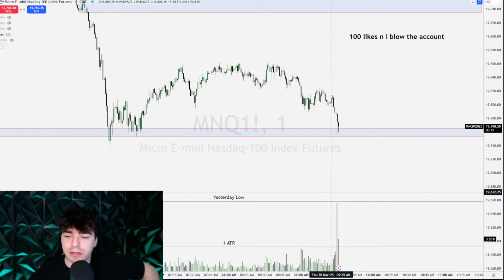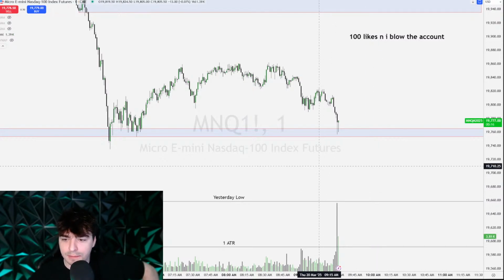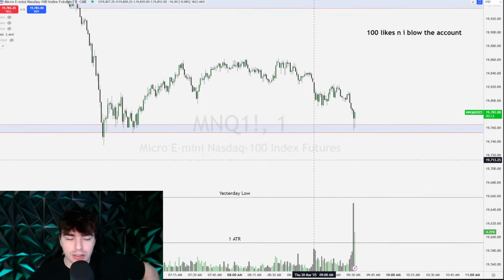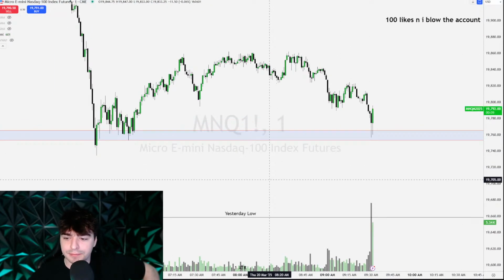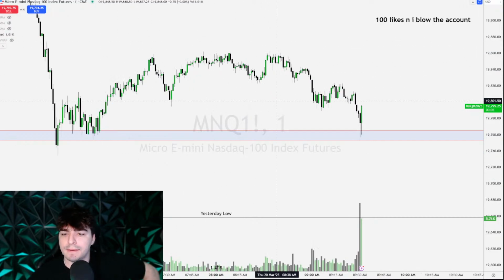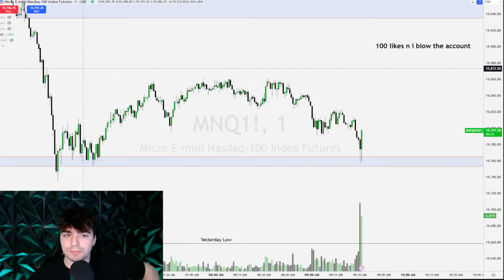A lot of volume in the open. Not too surprising to see that. Holding this small area of support. Wow. Okay. Volatility coming in.